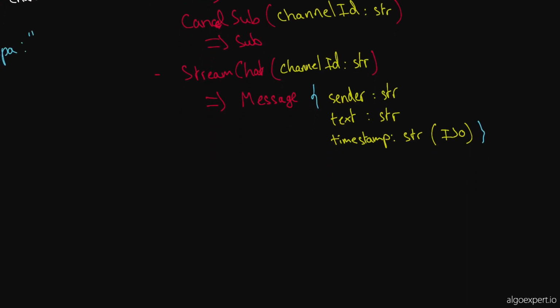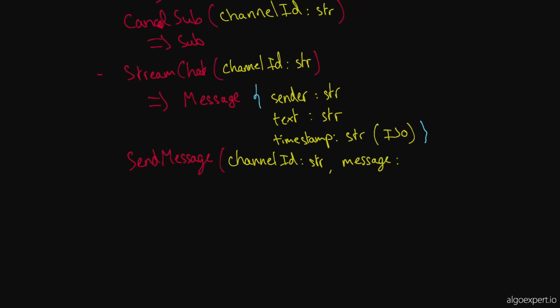The second endpoint that we need here is going to be send message. So we'll call this send message. And let's see, what is this going to take? So it's going to take a channel ID, as usual. Like I said, I think all these endpoints take in a channel ID. And then it's going to take in, I believe, a message, right? So it's going to take in a message.